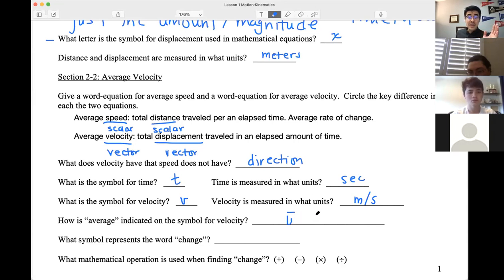So for the purposes of physics 1, you can say that the average velocity is just going to be the initial velocity plus the final velocity, and you just literally divide it by 2. That's not going to work for physics C. You're going to have to do some extra calculations. So that's the average. And then what symbol represents the word change?